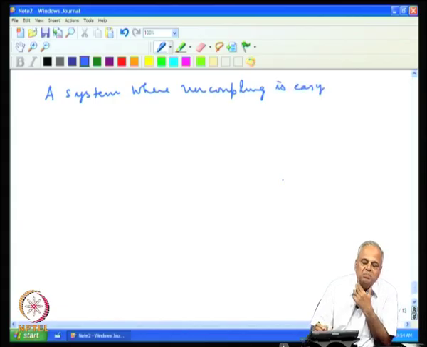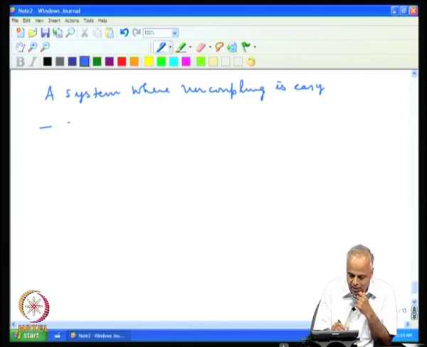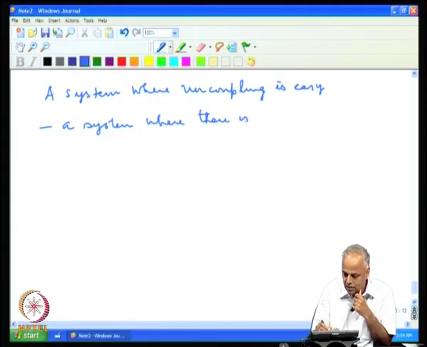What is such a system? Obviously, there is no coupling at all. Right in the beginning, in this equation itself there was no coupling, then that is an easy system, because the work is already done. So, a system is, that is a system where there is no coupling.